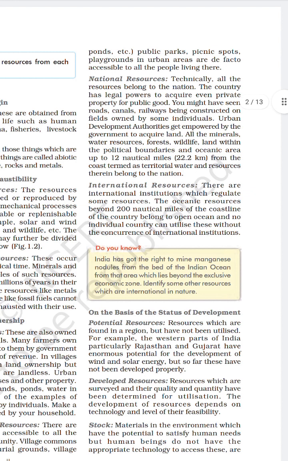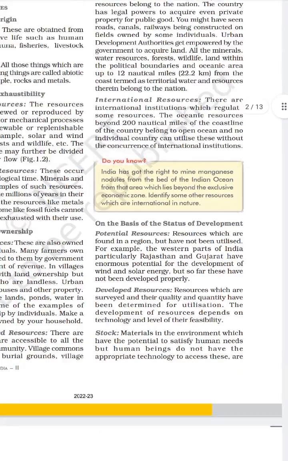Fourth is international resources. There are international institutions which regulate some resources. The oceanic resources beyond 200 nautical miles of the coastline of the country belong to the open ocean, and no individual country can utilize this without the concurrence of international institutions.